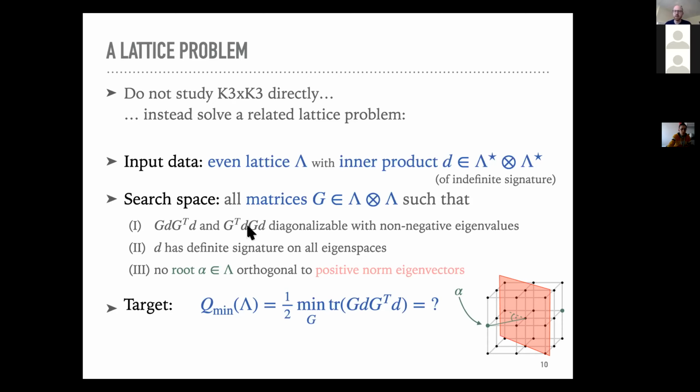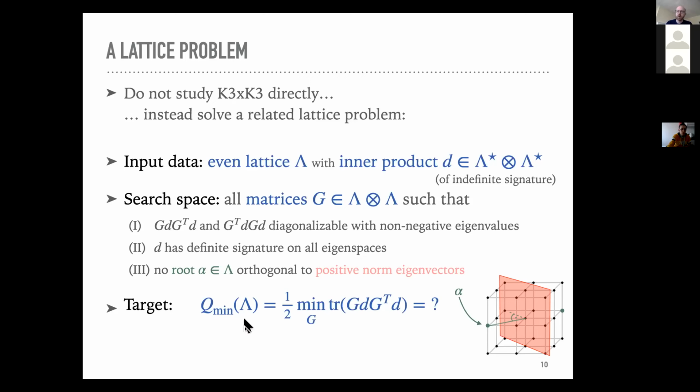And now we study the eigenvalues and eigenvectors in the spectrum of these matrices. And we want to put the following constraints on these matrices G. We want these matrices to be diagonalizable and all eigenvalues to be non-negative. So they have to be real and non-negative. Moreover, if one of the eigenvalues is degenerate, we want the inner product on this eigenspace to have a definite signature. And we want that there's no root, so no vector of norm 2 of this lattice, orthogonal to the eigenvectors of positive norm, kind of depicted in this figure here. So we do not want this situation to happen.